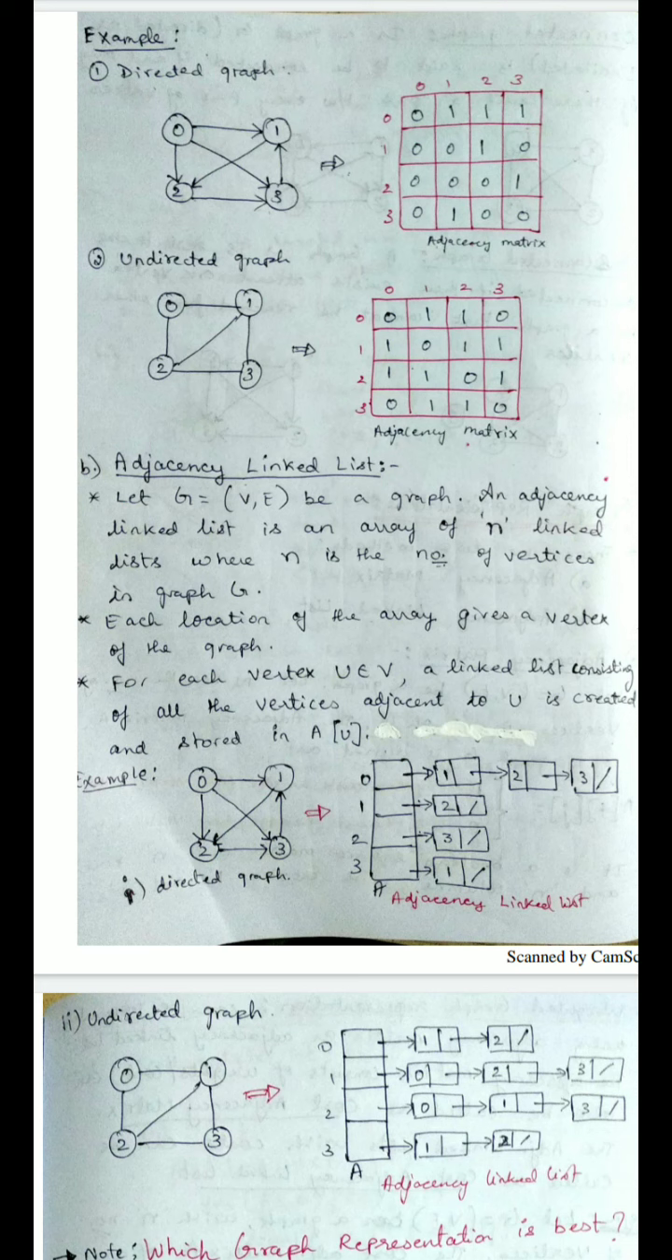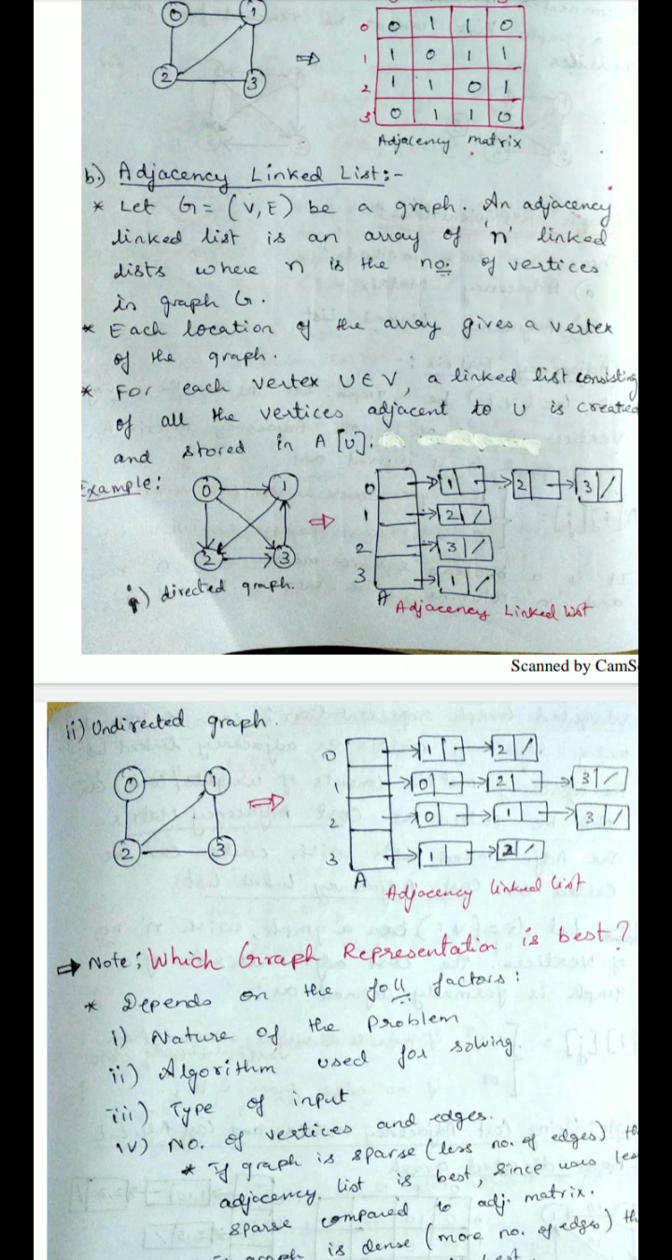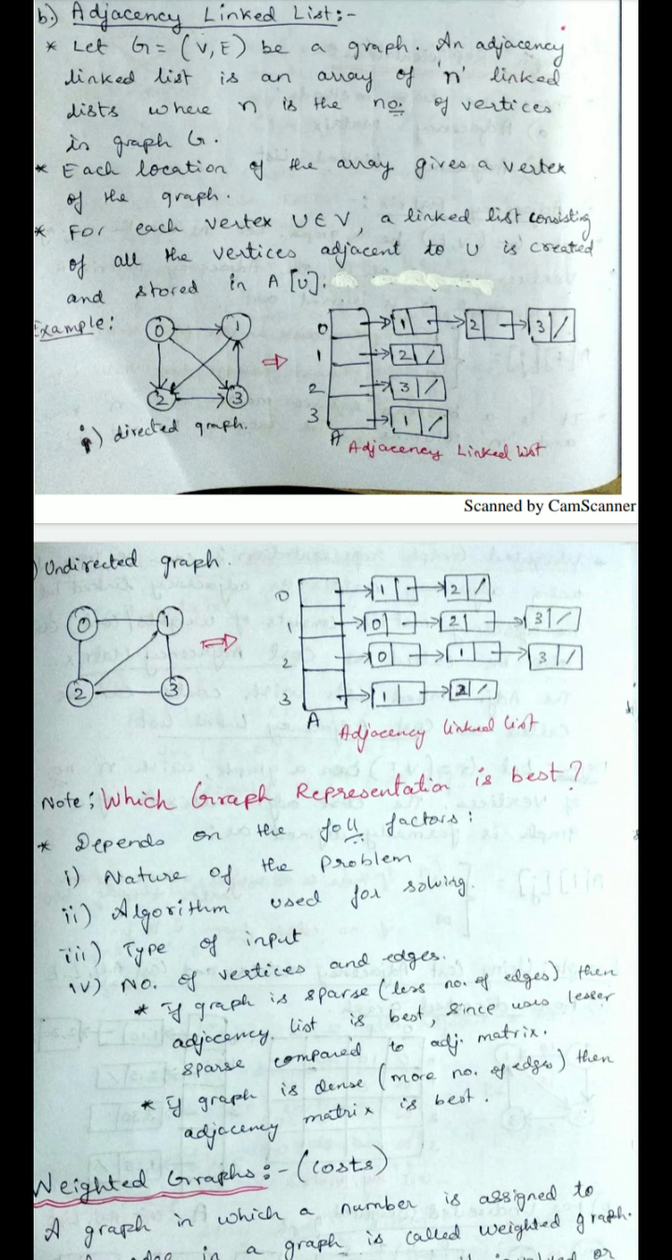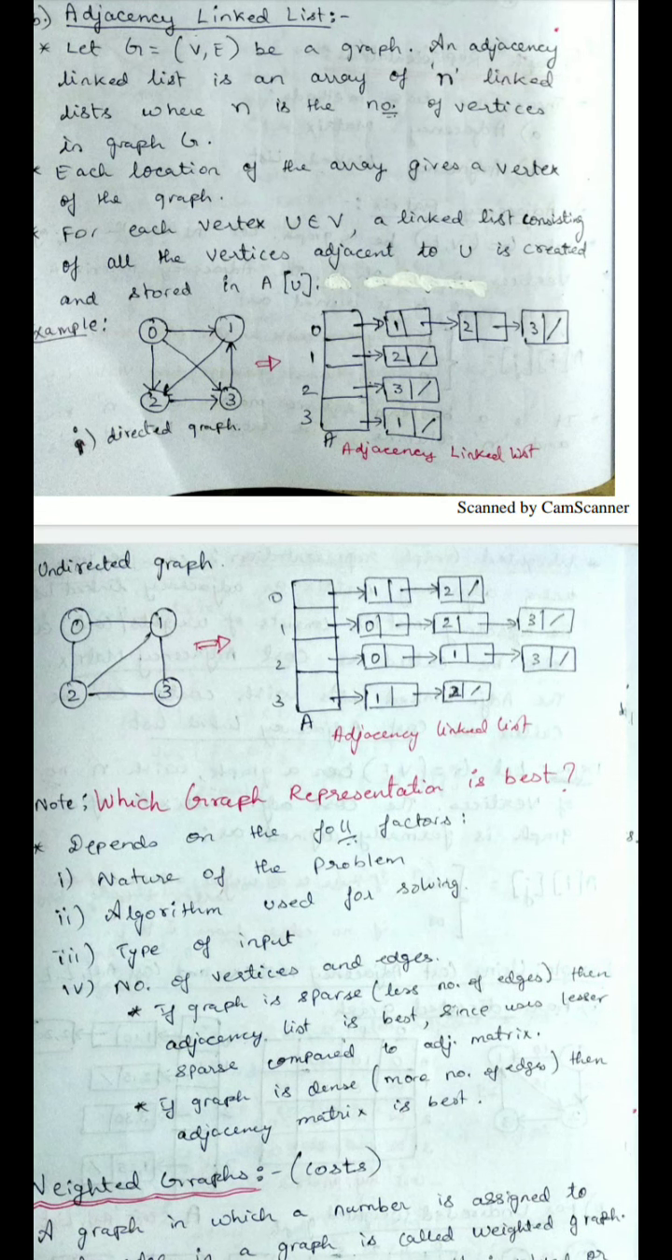So in the adjacency list you form an array and then linked lists. In the adjacency matrix you form rows and columns and represent connections with the values 0 and 1. Next, which representation is good? It is based on factors: the nature of the problem, the algorithm, the type of input, and the number of vertices. If the graph is sparse, the adjacency linked list is better. If the graph is dense, with more edges, then the adjacency matrix is best. This is how you represent a graph using a matrix or a list.